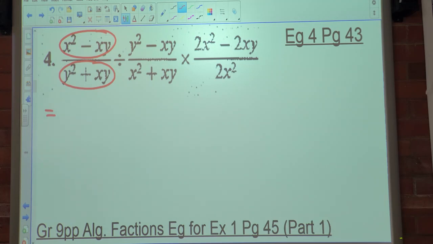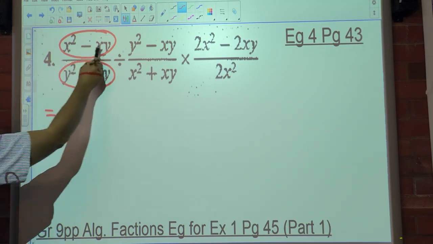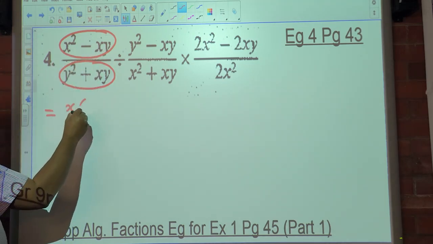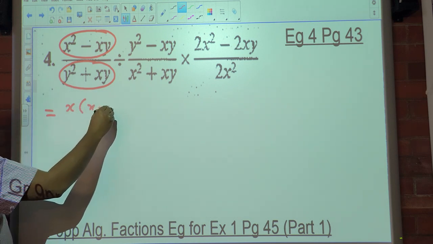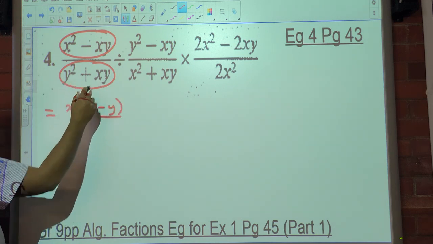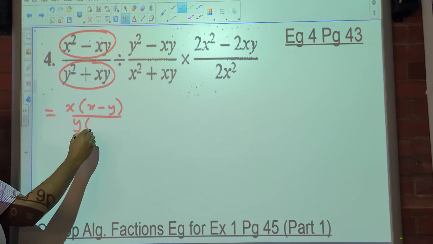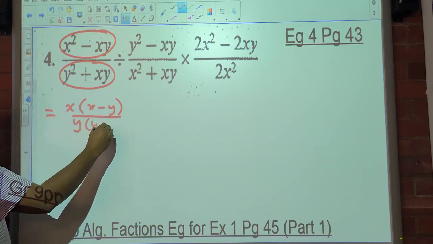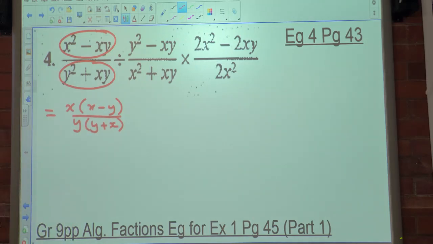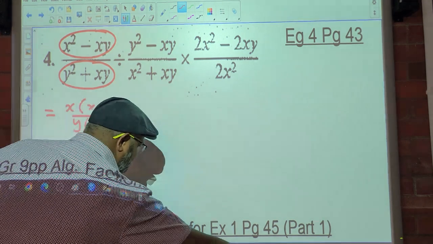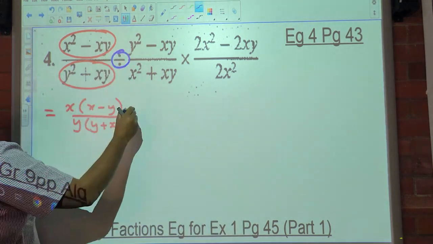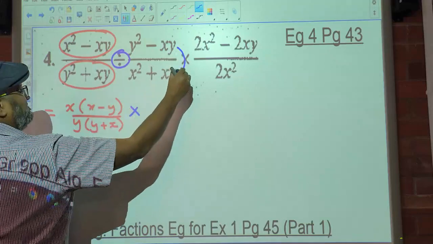Right. So what do we get? X into x minus y. Nice. Over. Y is a common factor. Y plus. You would agree with that? Now what do we do? Change that to multiplication, yes? Tumble and times.